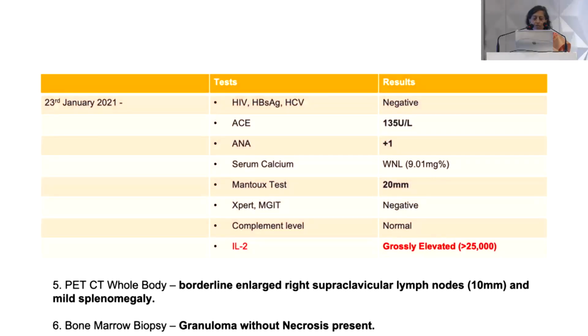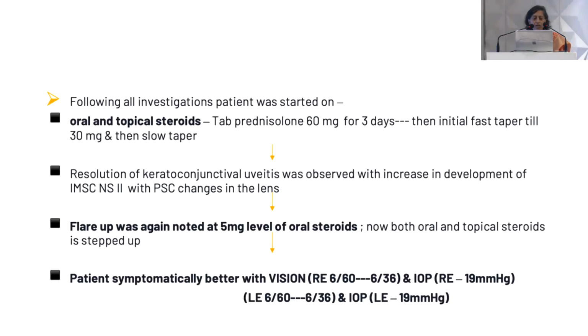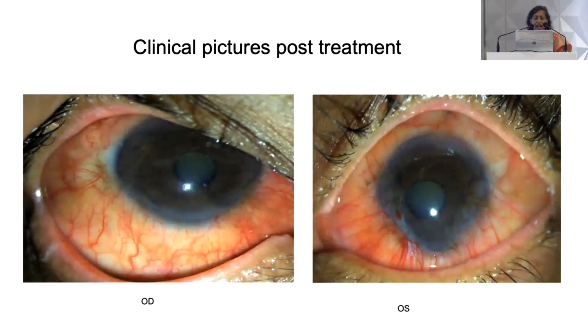It was so difficult to treat, and her inflammatory markers were grossly elevated. PET showed borderline enlarged supraclavicular lymph nodes. Bone marrow biopsy was also done, again to see if there was hidden tuberculosis. Nothing came out. The C-reactive protein and the rheumatoid factor were abnormal. And then oral and topical steroids were started. This is one of the cases where we were told that you have to decide. I think I started her on methotrexate, but she didn't improve along with the oral steroids. Sorry, I was the one who started her on methotrexate with oral steroids, and she showed improvement.